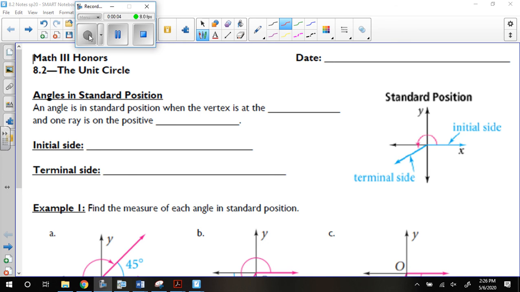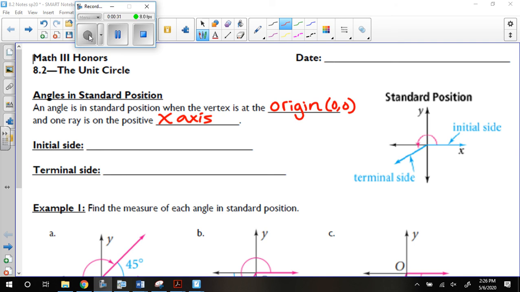Everybody. We're going to talk about the unit circle today. So first we're going to talk about some angles and when they are in standard position. An angle is in standard position when the vertex is at the origin, so (0, 0), and one ray is on the positive x-axis.